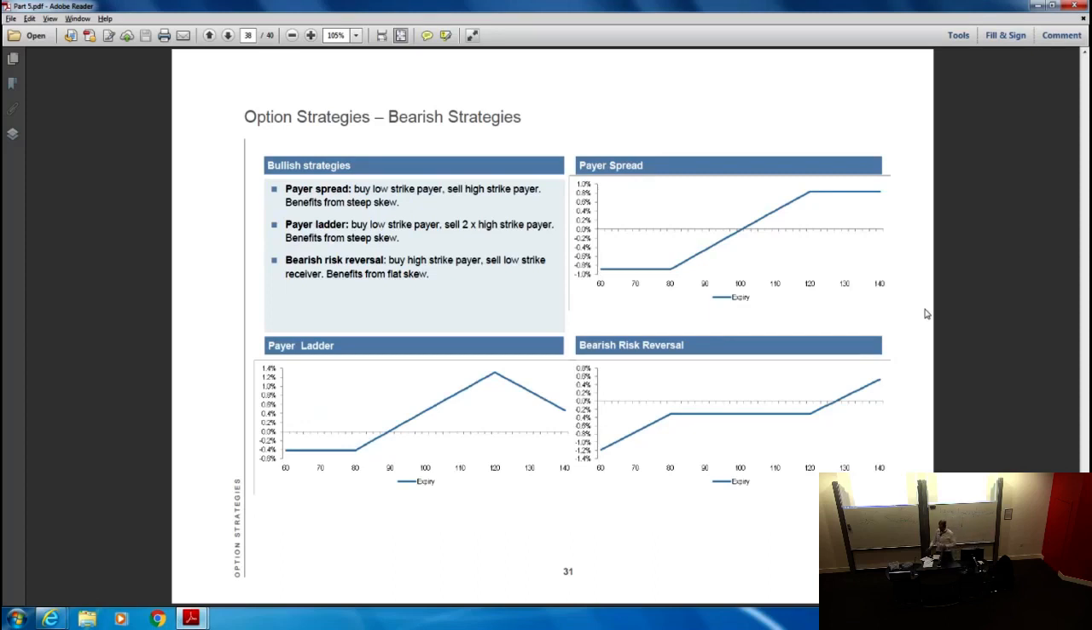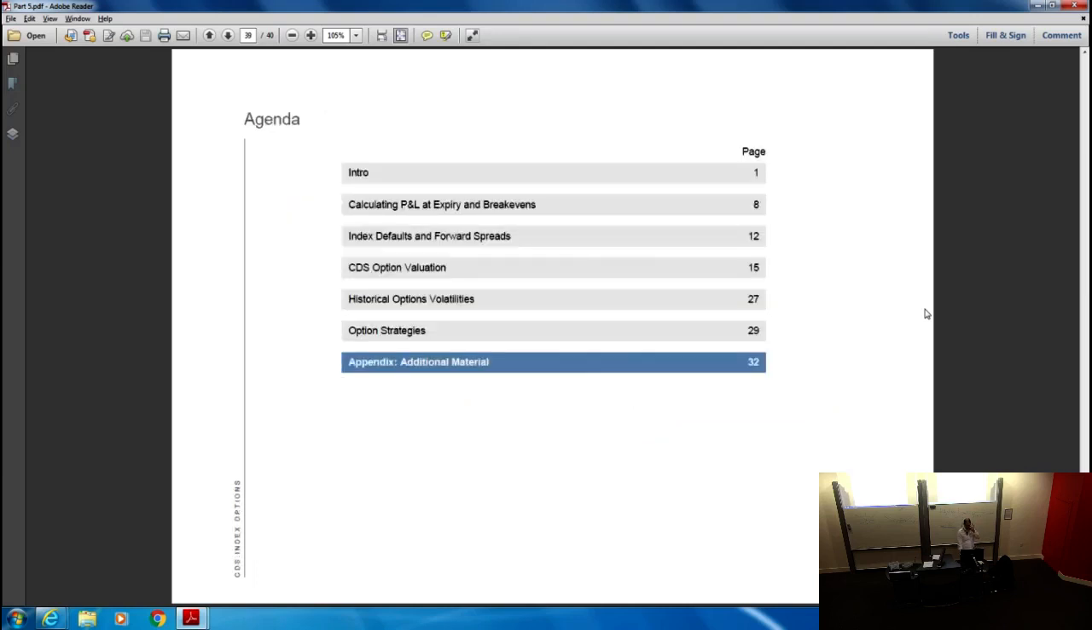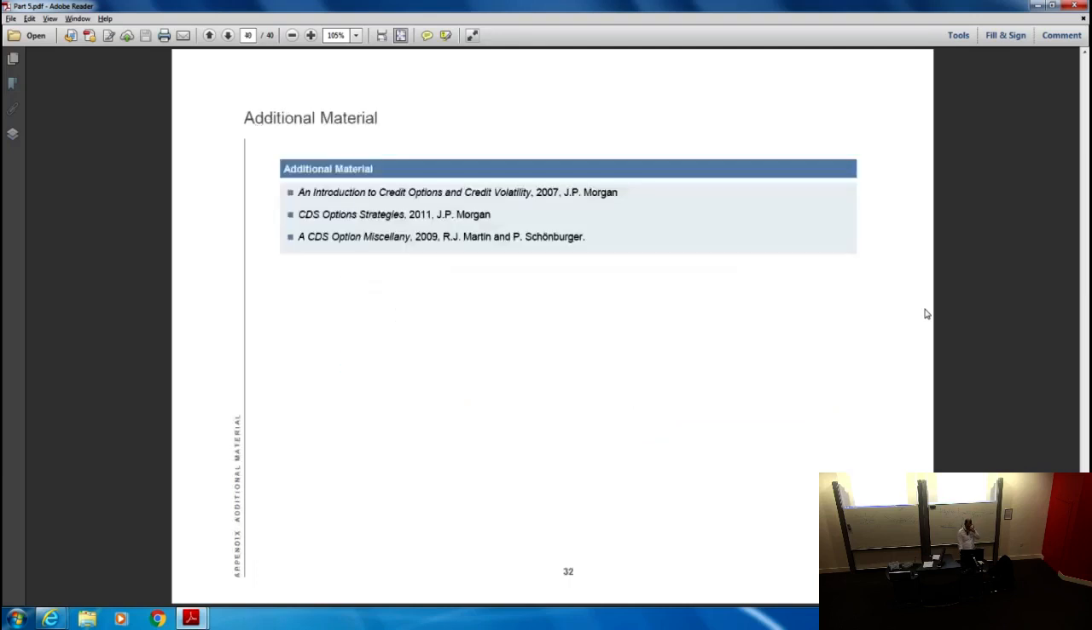Same thing on the payer side. You can have payer spreads, you can have butterflies, you can have payer ladders, you can have risk reversals, and all the rest of it. So again, various strategies that people employ in the market depending on what exactly their view is, how much they're willing to pay for those options, and what they're trying to do.